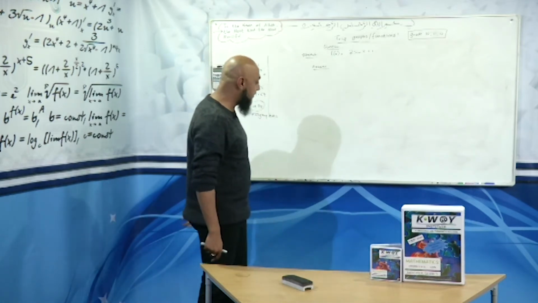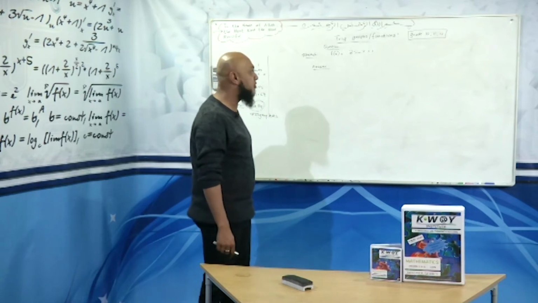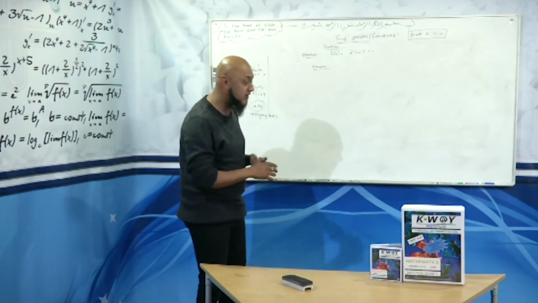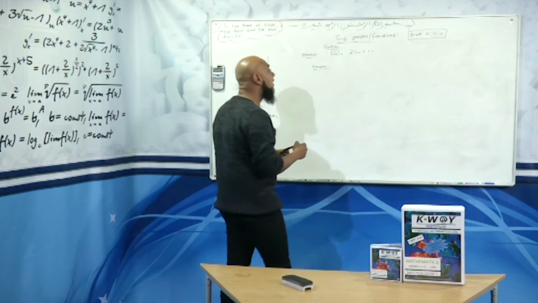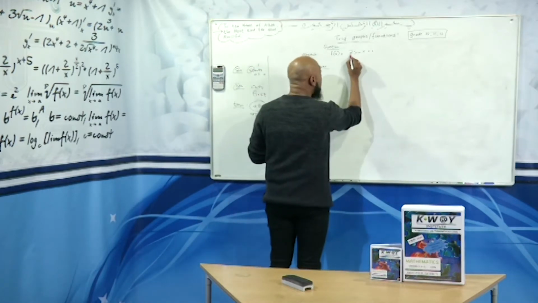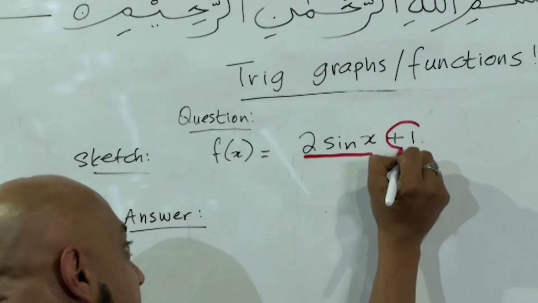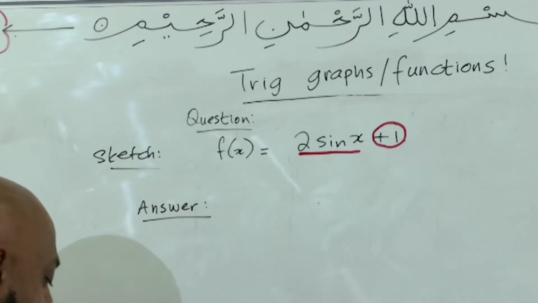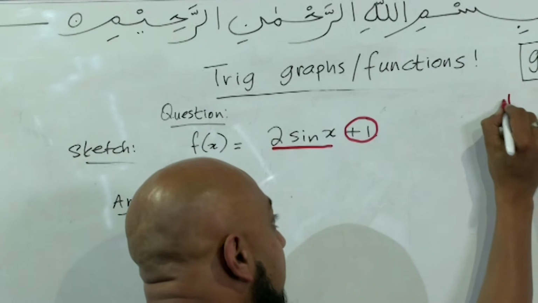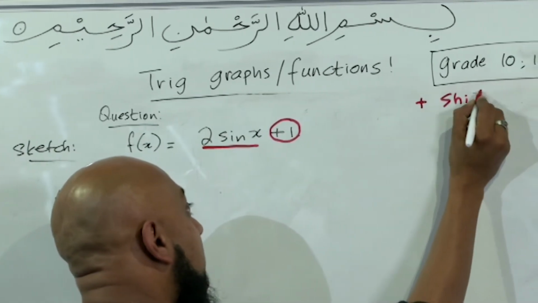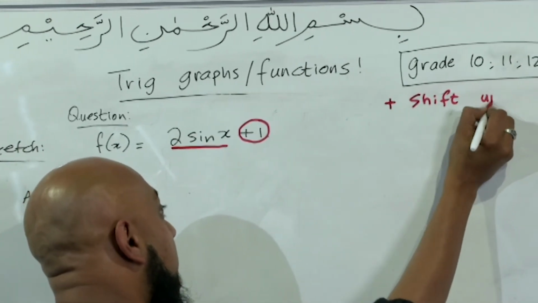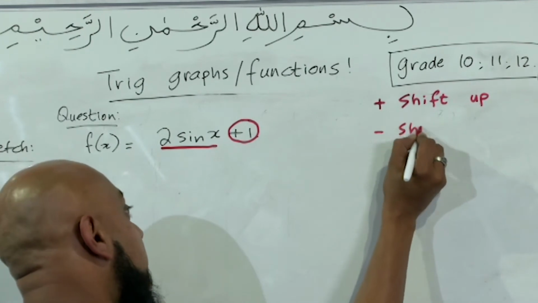We're now going to do f of x is equal to 2 sine x plus 1. Now these are misbehaved graphs. These graphs are called the graphs with a shift. Your standard graph was the 2 sine x graph. We're now going to shift that graph 1 unit up. So remember, guys, positive means shift up. Negative, shift down.